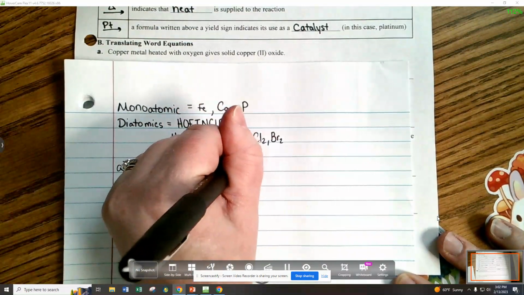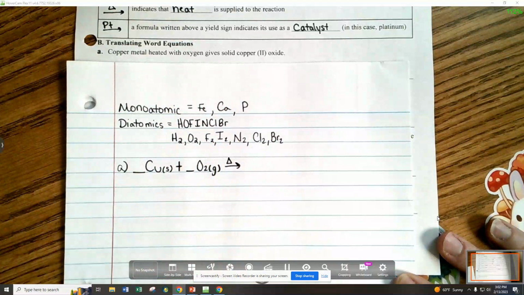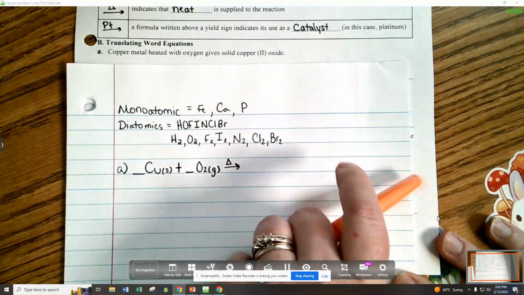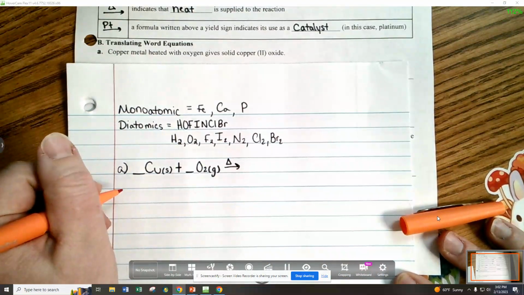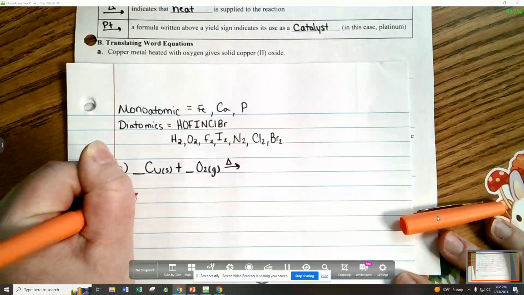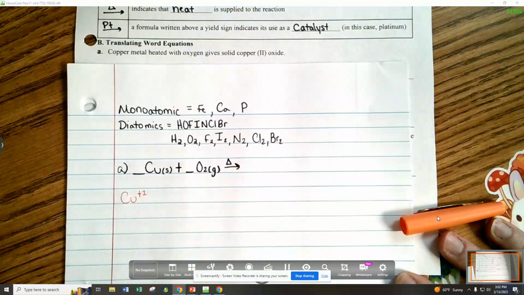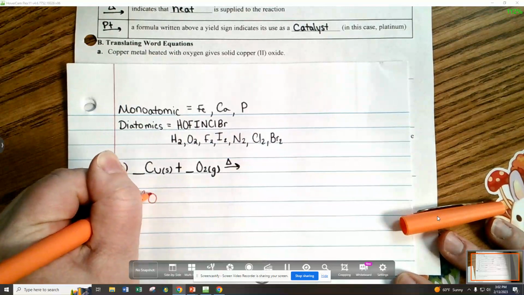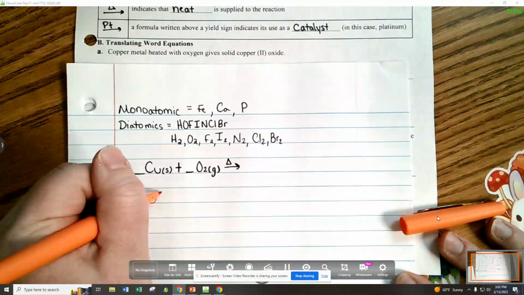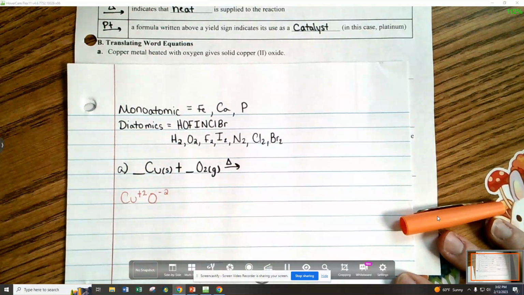It tells me it's heated, so I'm going to put the delta symbol over the arrow telling that heat was supplied. And this is the part where things change a little bit. We're going to take what we've done and blend in some new things. So we have copper 2 oxide. We spent a whole unit on naming. Copper 2, that Roman numeral tells me copper is a +2 cation. And I know oxide, using my periodic table, is just oxygen. Oxygen is a -2 charge.